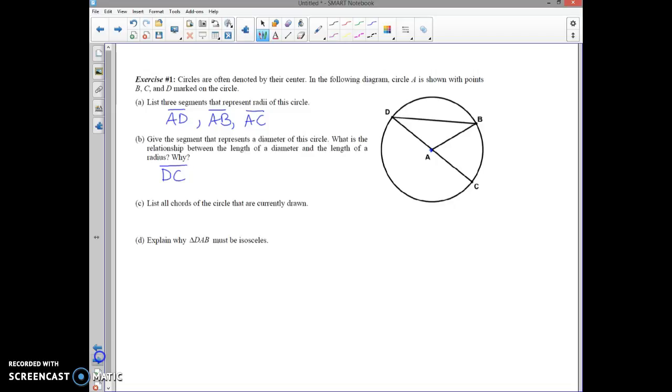Again, the question says, what is the relationship between the length of the diameter and the length of the radius? 2 times the radius equals the diameter, which I believe you know. Again, this is a review. Or half the diameter equals the radius. List all of the chords that are drawn. In this case, DC is a chord, but it's a special chord because it's a diameter. The other chord that is drawn here is DB.